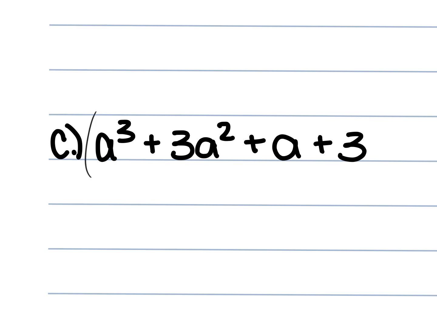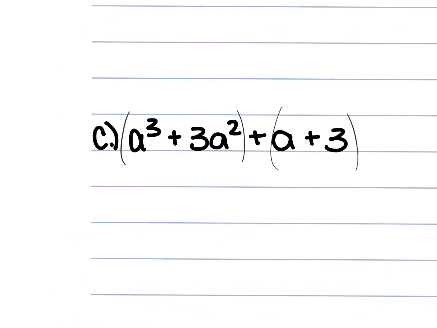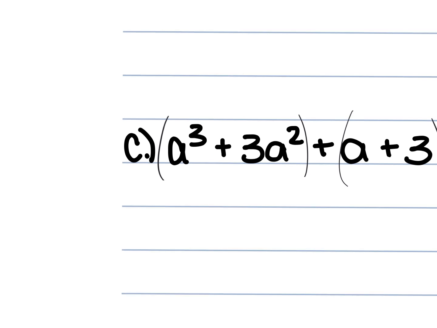Parentheses around which ones? The first two and the last two. Beautiful. What do I do after that? Factor it. Very good. Matthew, what's the factor for the first two terms? A squared. Very good. A squared.